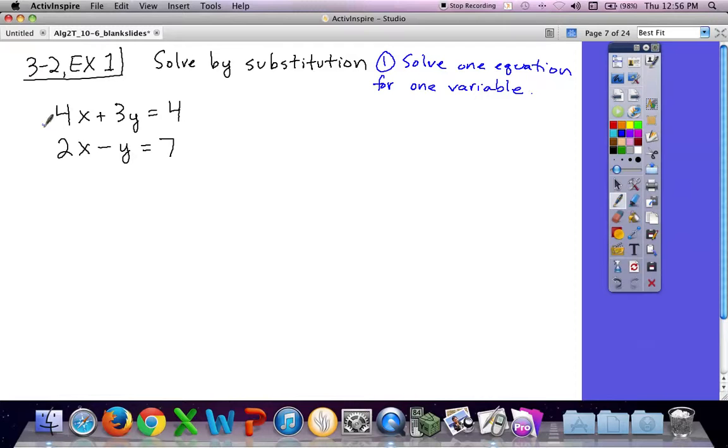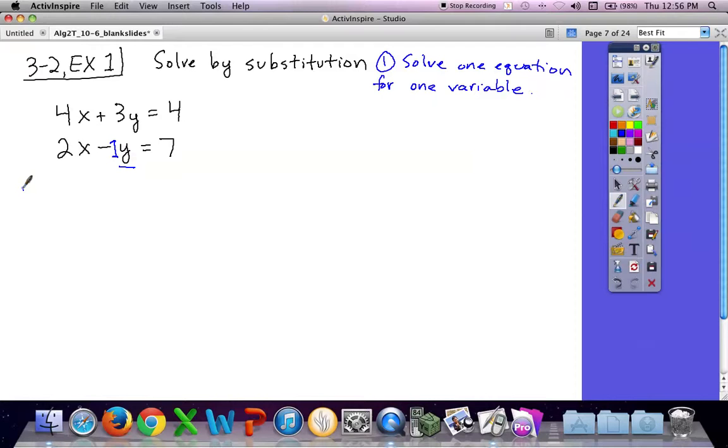Okay, looking at our two equations, you could pick either equation, either variable. There's not just one way to do it. Generally, we would try to solve for a variable which makes our calculation simplest. And in this case, that would be solve the second equation for y, because y has a coefficient of 1, our answer will be easier.